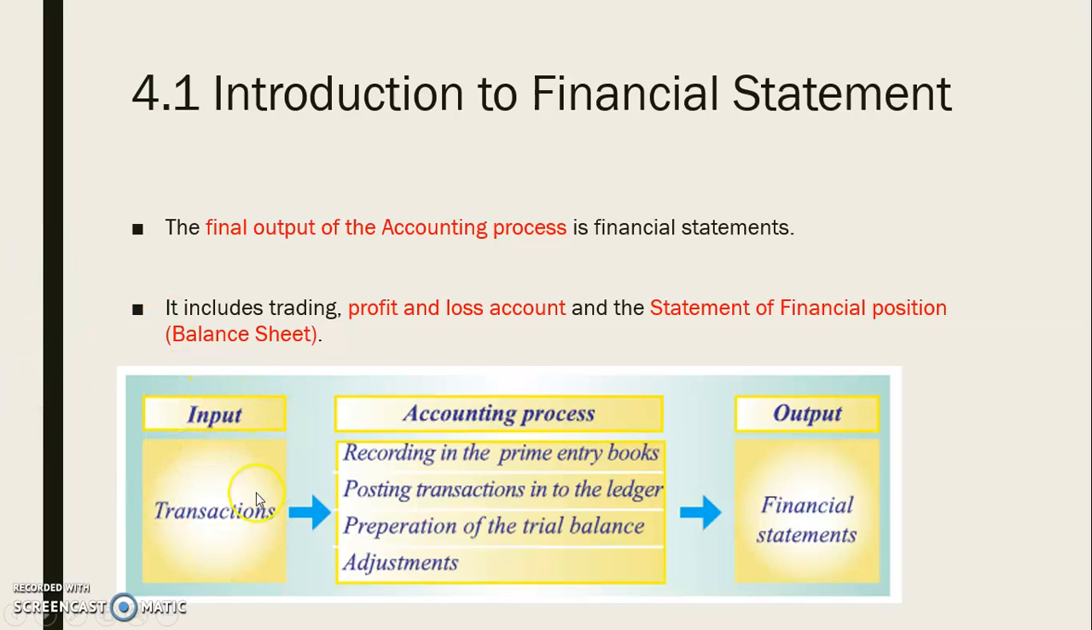Okay, so with these transactions, next what we do is the accounting process. First we record them in the prime entry books. Then from the prime entry book we post them to the ledger. From the ledger we prepare the trial balance and then suspense adjustments and all these things. We have learned all of these before. So finally we have the output, that is the financial statement. When you say financial statement, we have the trading profit and loss account and the statement of financial position. Statement of financial position can also be called the balance sheet.